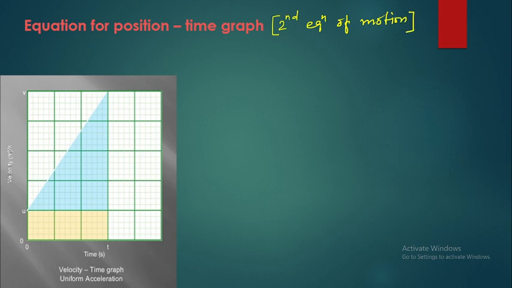Let us consider the object has traveled a distance small s in time small t under uniform acceleration small a. In the graph, the distance traveled by the object is obtained by the area enclosed under the velocity time graph AB. We represent the points A, B, O, C and D.